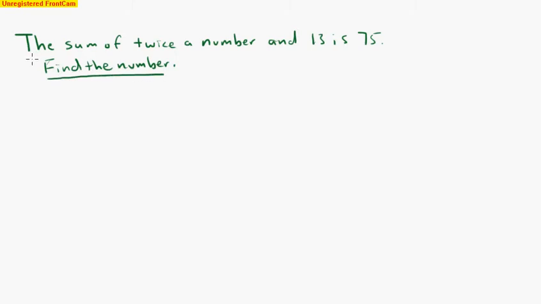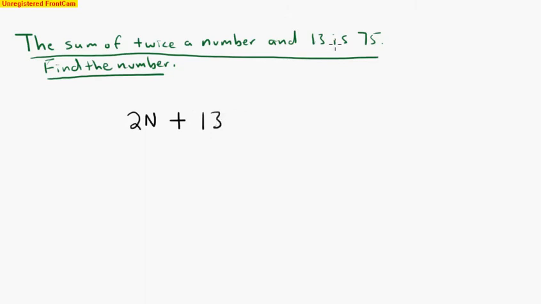So first we're going to set up an equation. We're going to take a look at this algebraic phrase, set up an equation, and then find the number, we're going to solve. Let's try one. We start with the statement, the sum of twice a number and 13 is 75. So let's create that. The sum of twice a number and 13 equals 75.